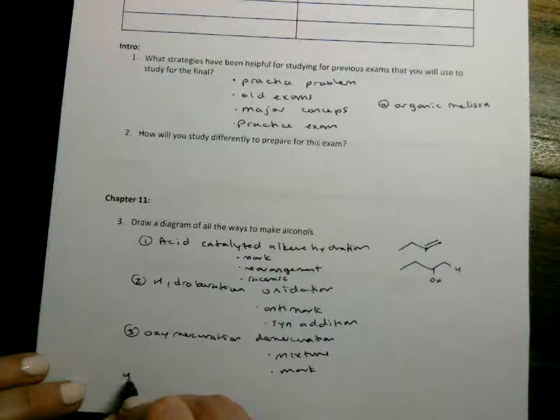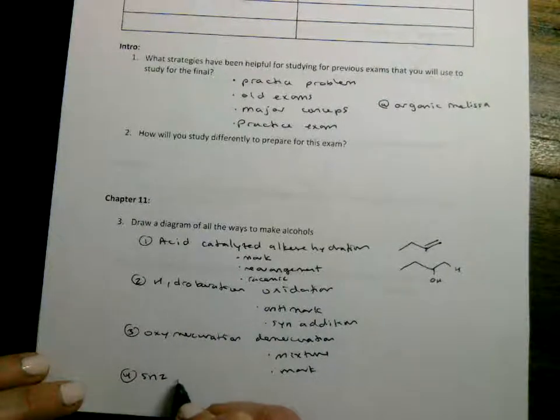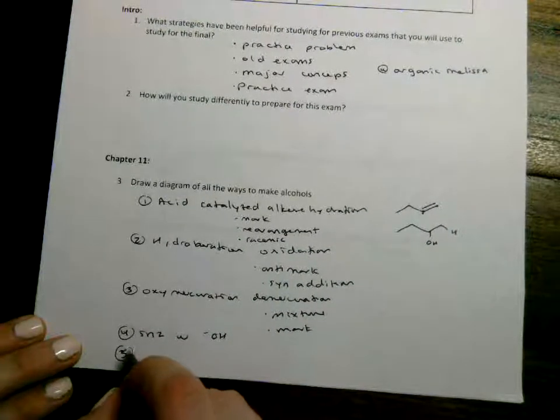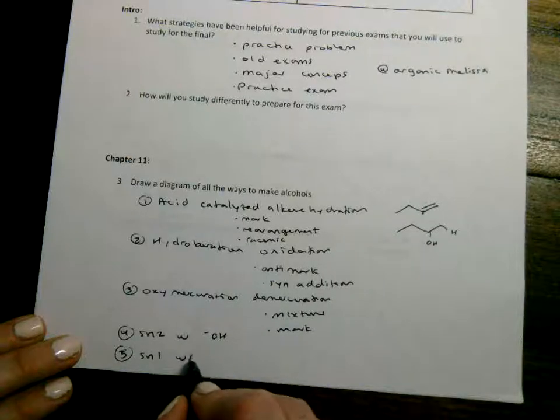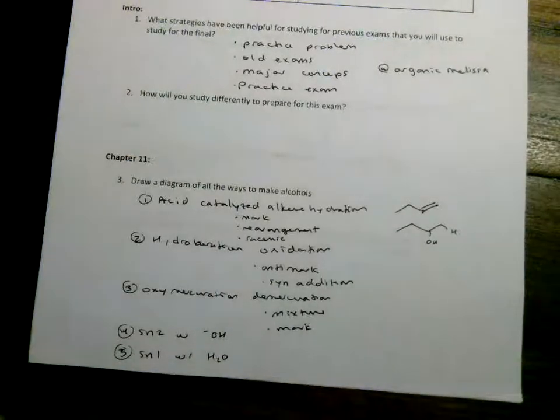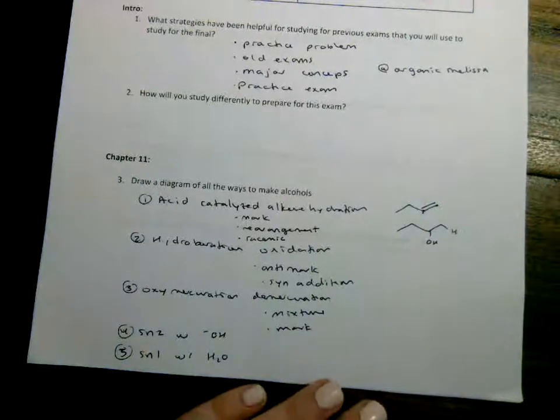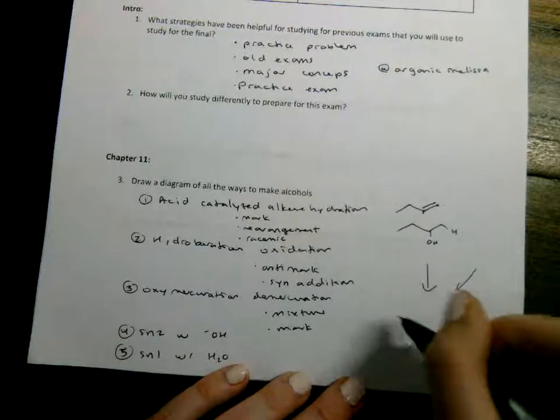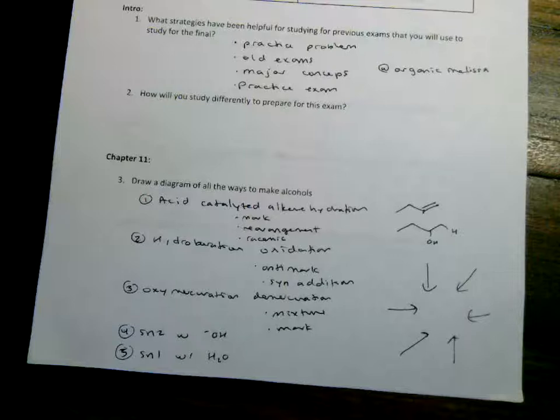And then another one is you could do an SN2 reaction with hydroxide as your attacking group, and you could do an SN1 reaction with water as your attacking group. So those are some options for you. You can do this diagram however you want. I like to do my alcohol in the middle, and I'll have this starting material, this starting material, this starting material, that's an option for you.